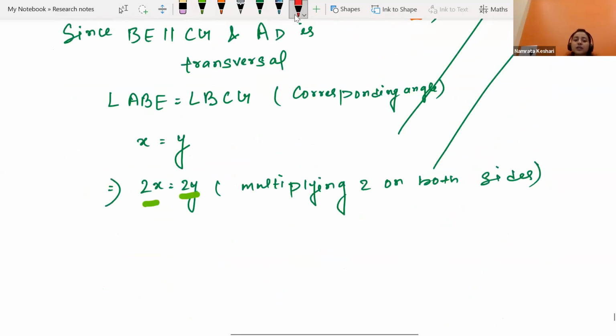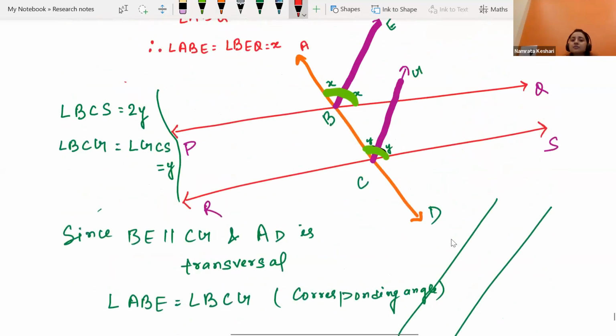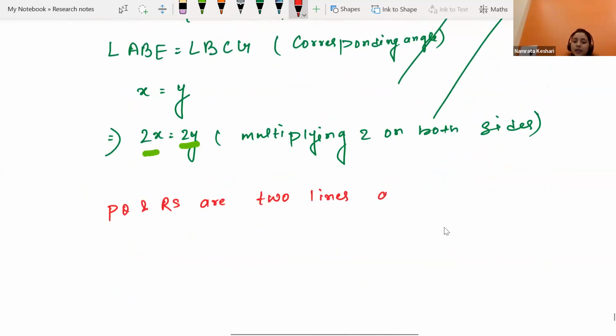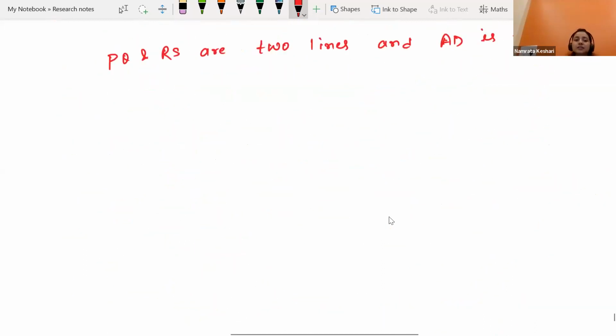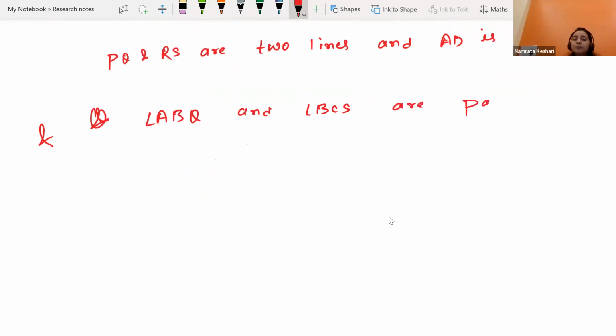Okay, we will write it properly: PQ and RS are two random lines and there is a transversal AD, such that these two, angle ABQ and angle BCS, are a pair of corresponding angles. The name of these two angles was corresponding angles.